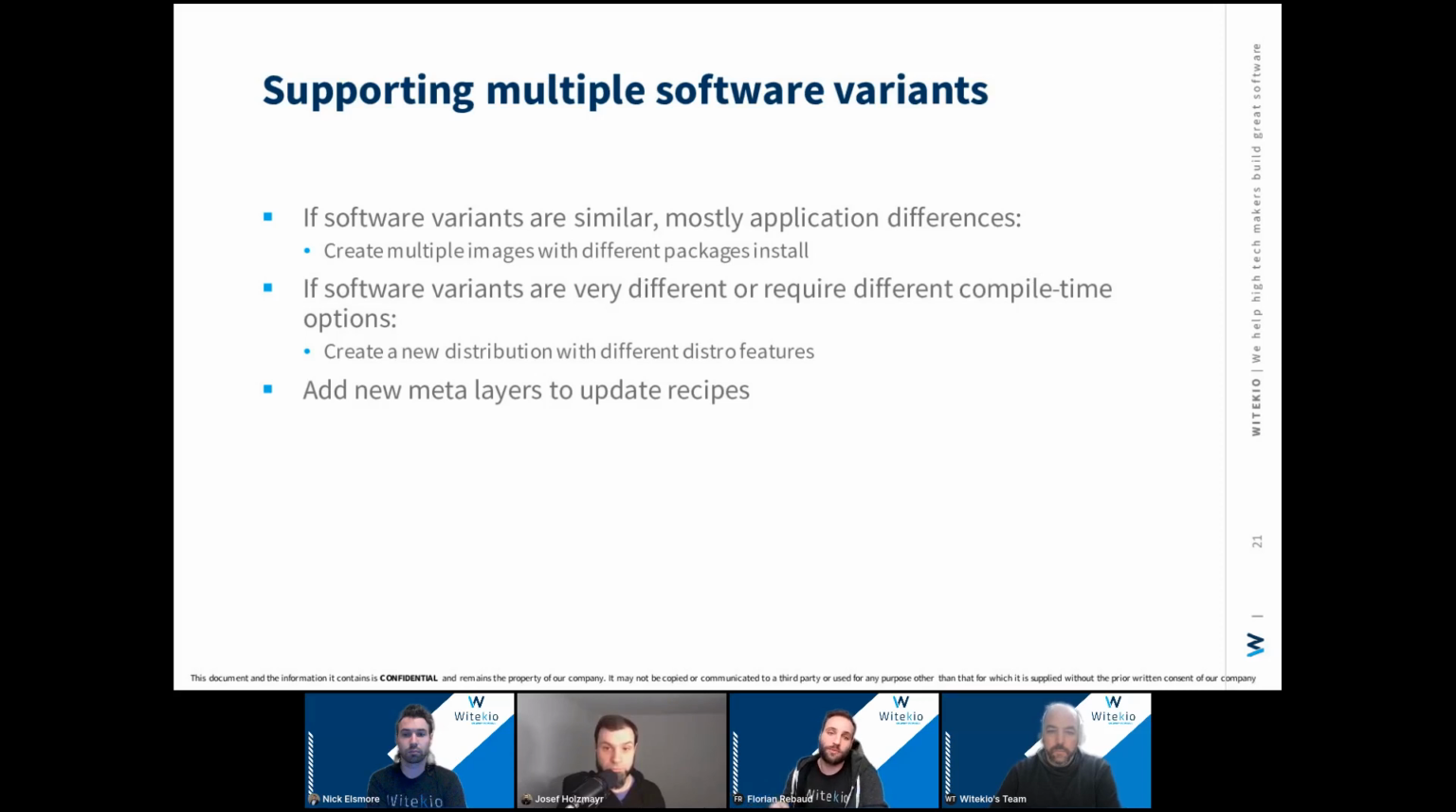And if for one board you want multiple versions, you're going to want to create multiple images or create a new distribution. So how do you do the difference? Basically, if you just want to add packages, like the difference between the prod image and the development image, you're going to create a new image. But if your distribution has new features like Bluetooth and Wi-Fi, you might want to create a new distribution instead of creating a new image.